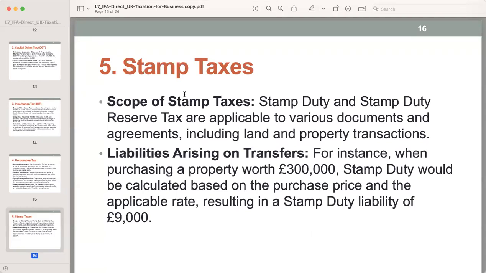Imagine you are purchasing a house for £300,000. When you buy it, you also need to pay something called stamp duty. This is like a tax on the purchase. If the rate is 3%, you would pay £9,000, which is 3% of £300,000, as stamp duty. It is a bit like a fee to say, hey, I'm officially buying this property.